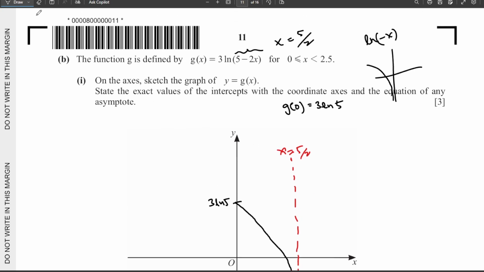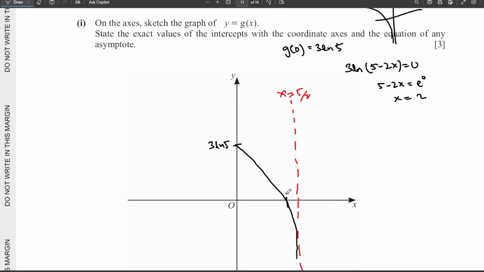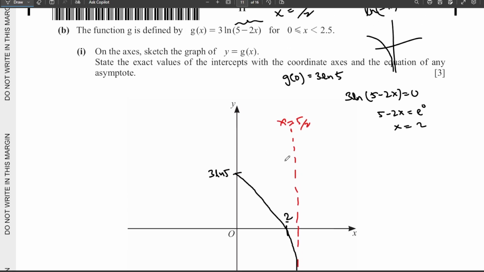And what's the x-intercept? We also need to find that. So we equate y to 0. So 3 ln of (5 - 2x) is equal to 0. 5 - 2x equals e to the power 0. x equals 2. So the x-intercept should be 2.